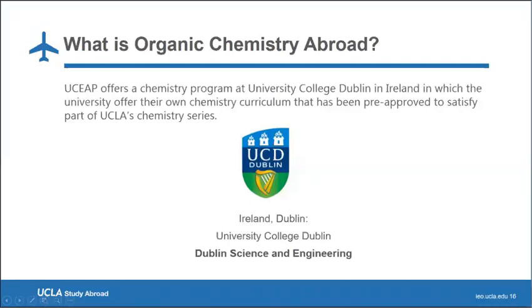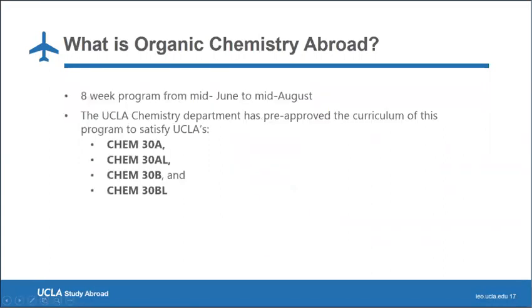The organic chemistry program is offered by University College Dublin in Ireland. And once again, they offer their own chemistry curriculum, and that's been pre-approved to satisfy part of UCLA's chemistry series. This program is known as Dublin Science and Engineering, also offered by University College Dublin. This is an 8-week program. This is from mid-June to mid-August, and it's been pre-approved by the UCLA Chemistry Department to satisfy Chemistry 30A, Chemistry 30AL, Chemistry 30B, and Chemistry 30BL.